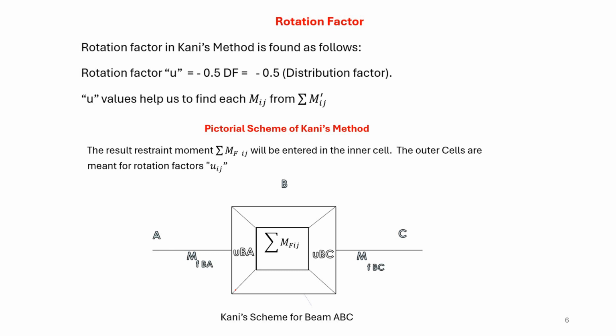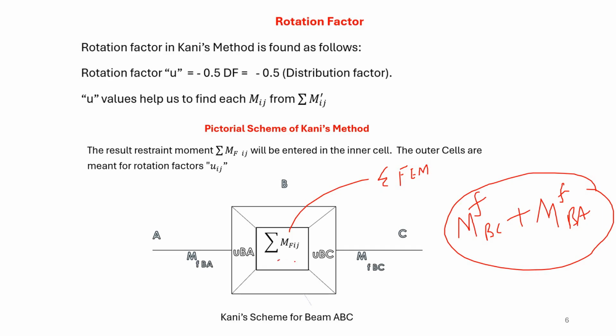So let's see the procedure here. Now the important thing is rotation factor, which is nothing but U equal to minus 0.5 into distribution factor. So this is the scheme of Kani's method. At the center you have summation of all fixed end moments. For example, this is the joint B, this is the joint A, this is joint C. At the center you have to add fixed end moment of BC plus fixed end moment of BA. So this is added and written at this location.